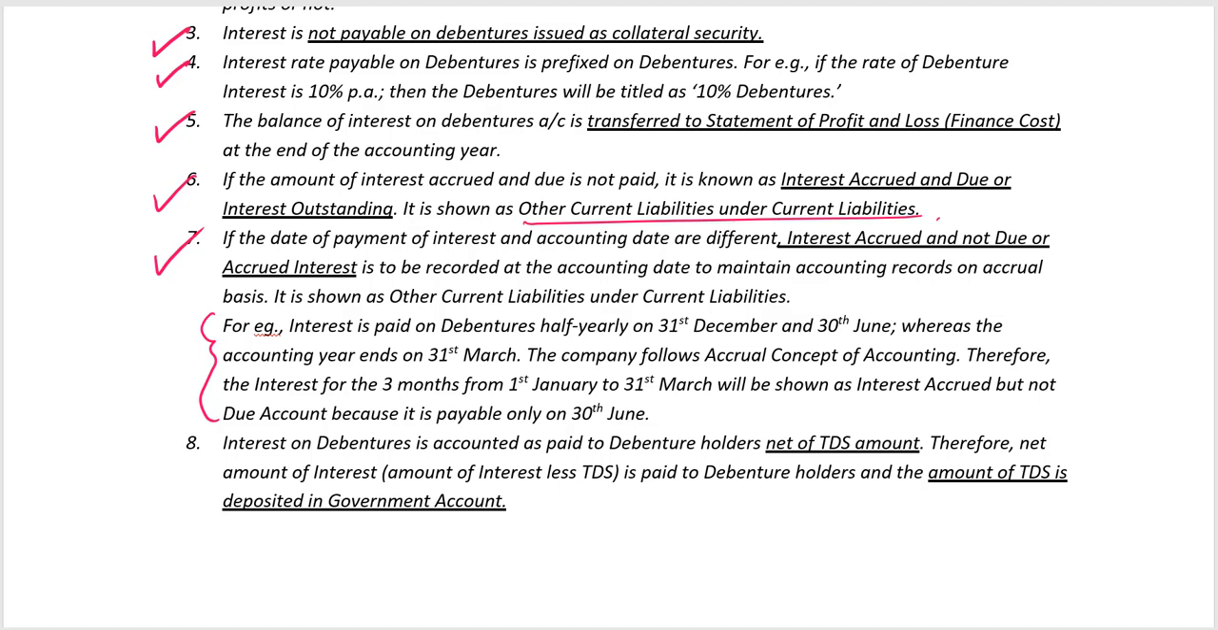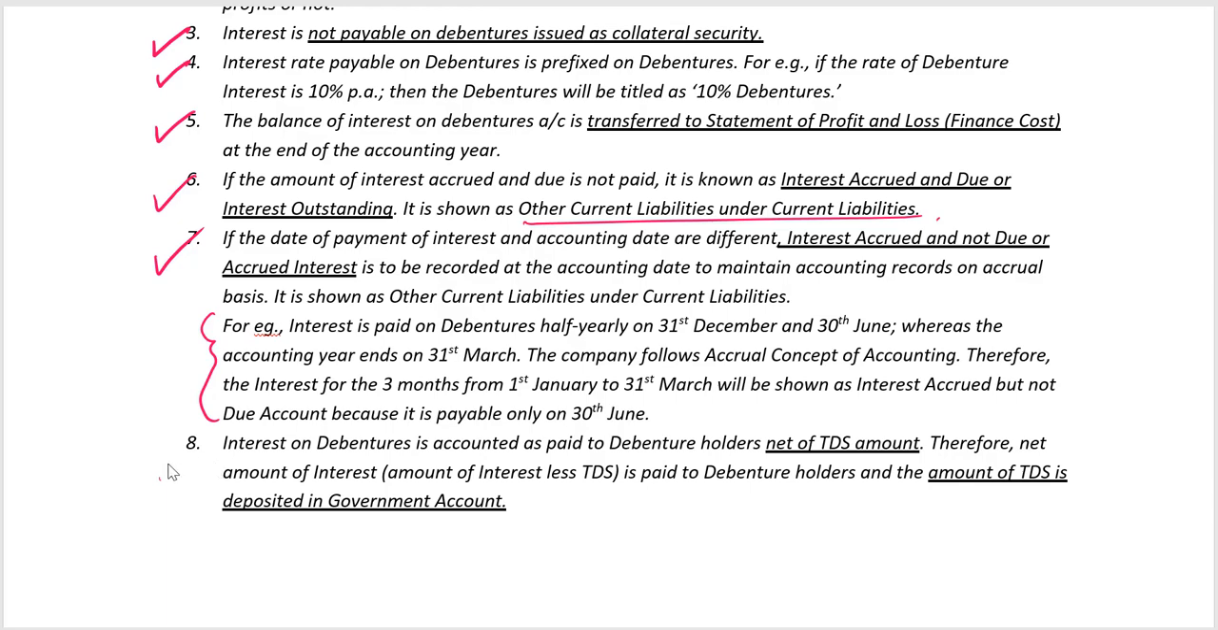Now let's say the interest is paid on debentures half yearly and the dates are 31st December of every year and 30th June of every year. However, the accounting year ends on 31st March. It is from 1st April of the current year to 31st March of the subsequent year. The company follows accrual concept of accounting, and therefore the interest for the 3 months from 1st January to 31st March will be shown as interest accrued but not due because it is payable only on 30th June of that year.